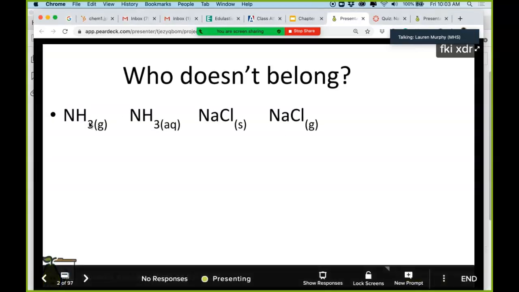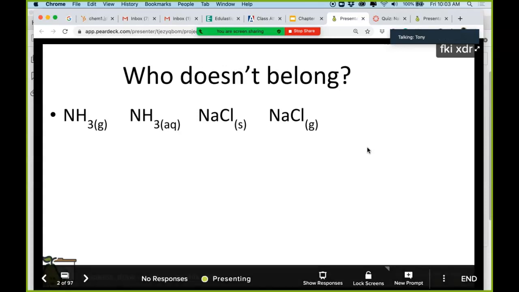So, take a second and look at these 4 different substances. I realize that these are 2 ammoniums and 2 sodium chlorides. Can anybody pick which one doesn't really fit? And it's not for any other reason like that they're different compounds. That's not going to be the reason. Does anybody know who doesn't fit and maybe why?